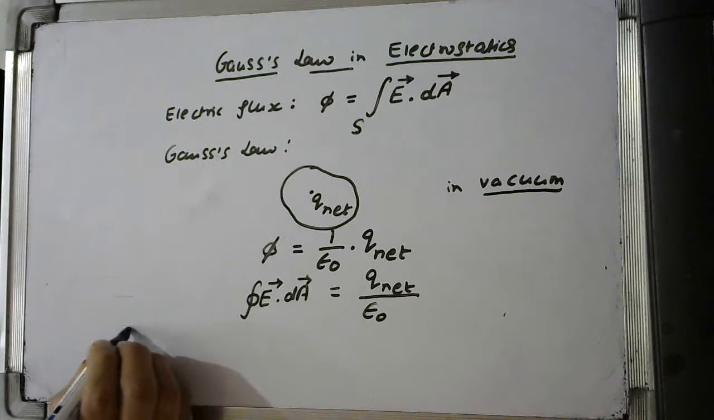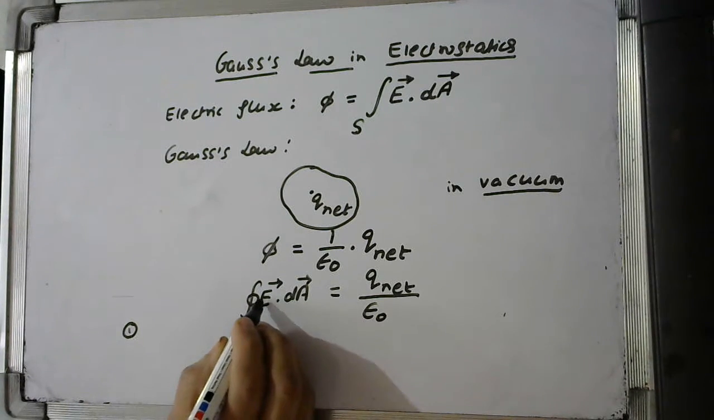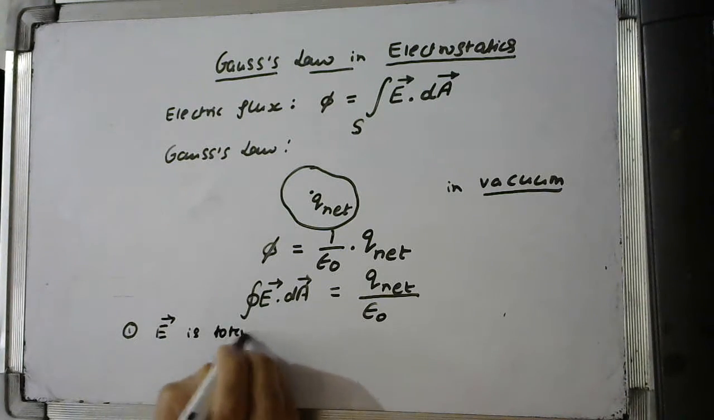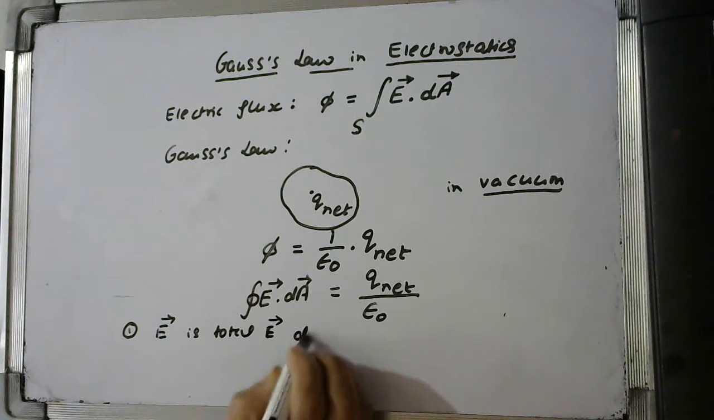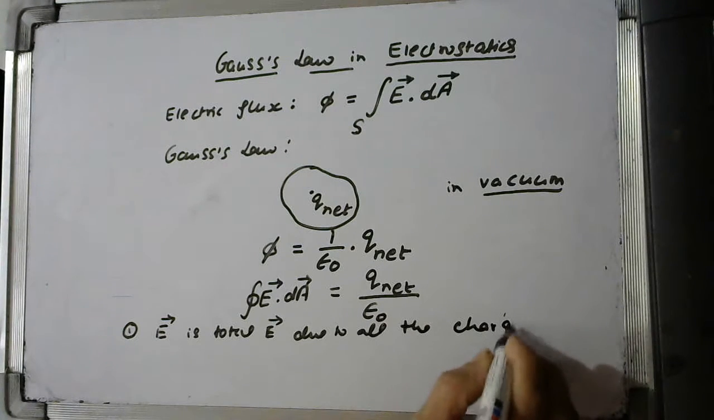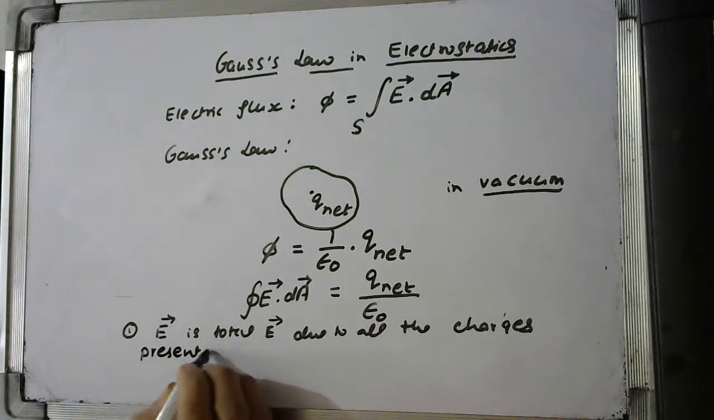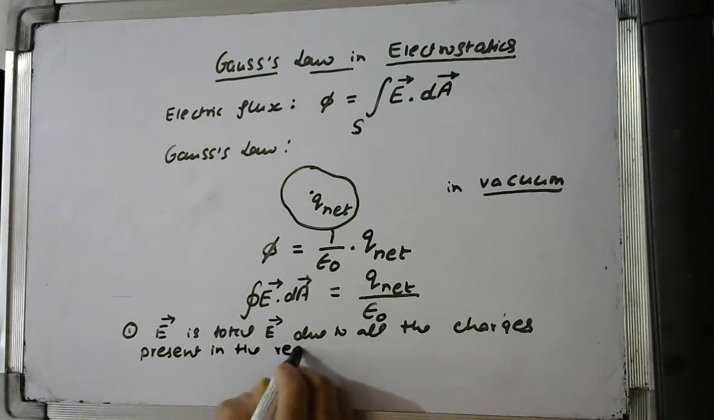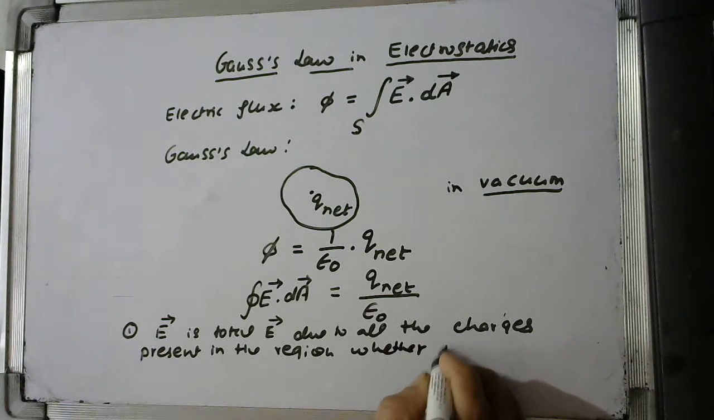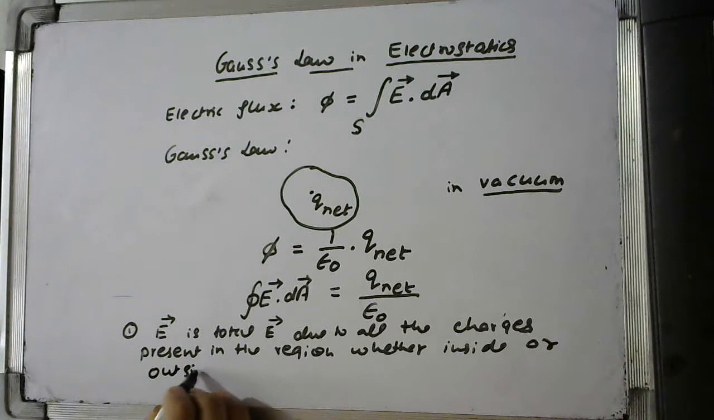Now, the first point that must be kept in mind is that on the left hand side of Gauss's law statement, the electric field is the total electric field due to all the charges present in the region, whether inside or outside the surface.